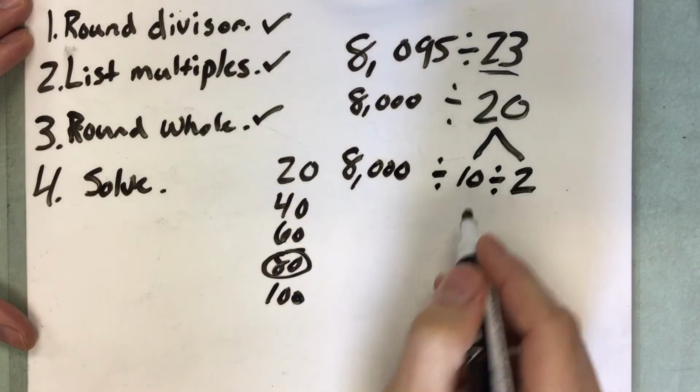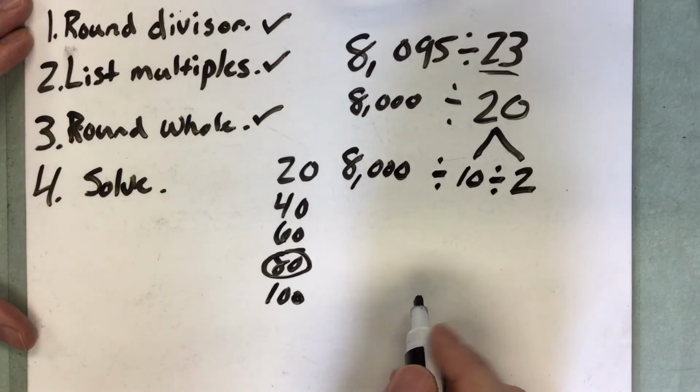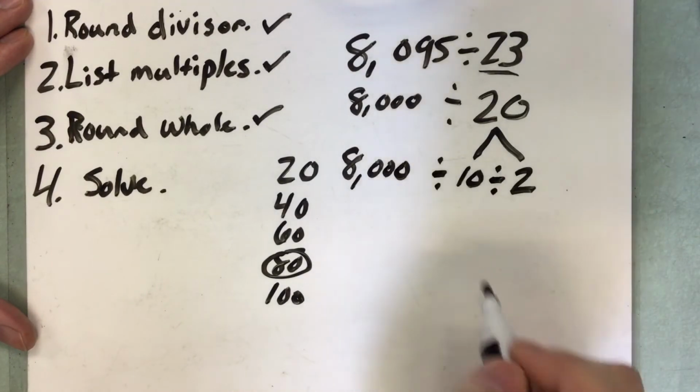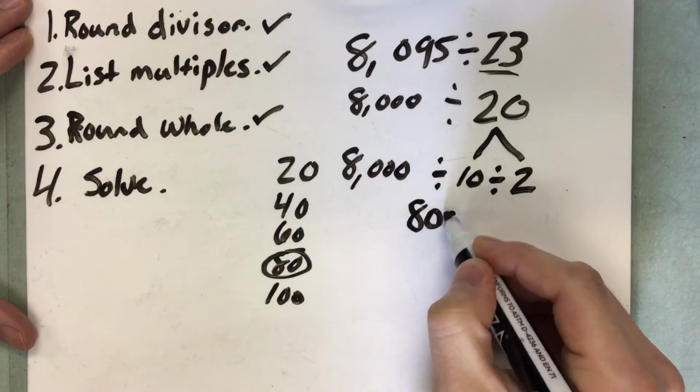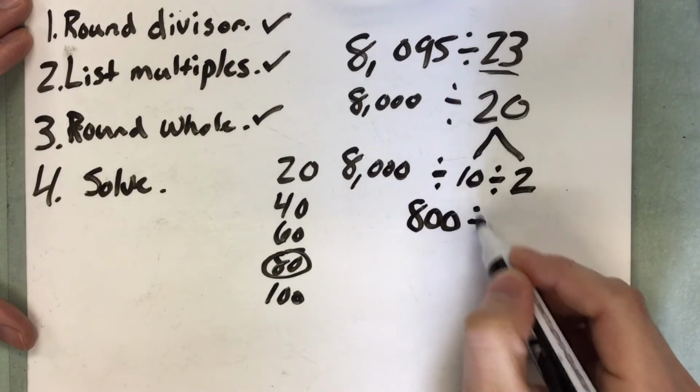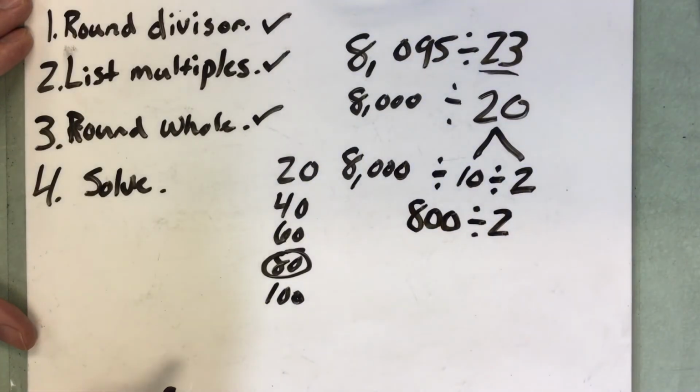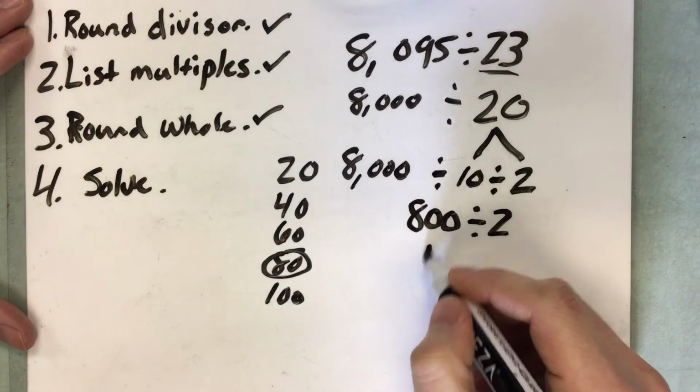So what's 8,000 divided by 10? Well, on the place value chart, each digit would shift backwards 1 place value. So our answer would be 800 there. And then I would still have divided by 2. So what is 800 divided by 2? Well, that's 400.